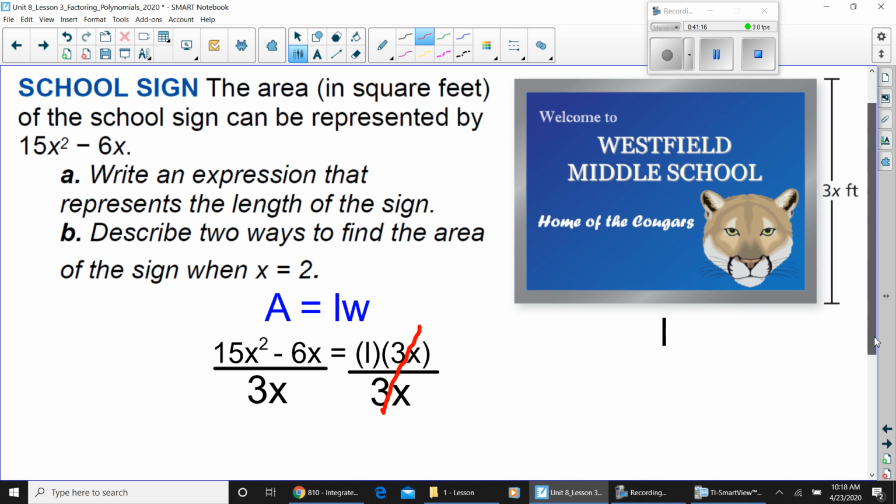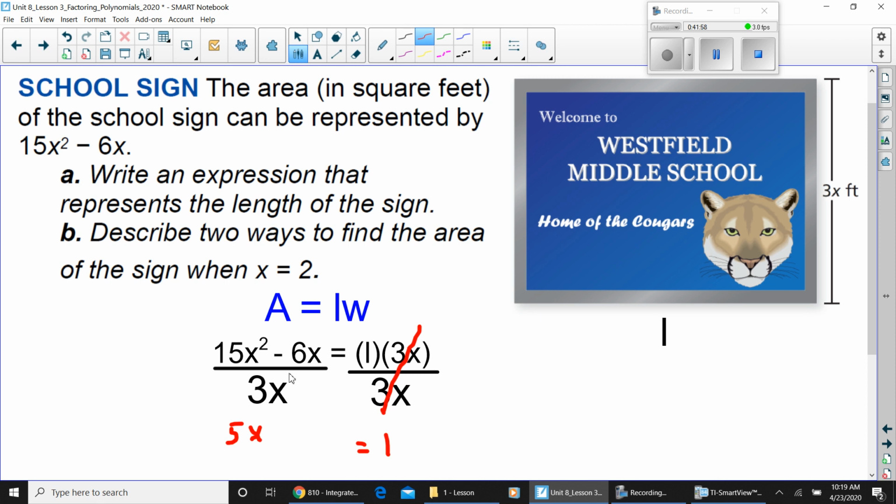So we're talking about now the length coming down, and you're dividing by this 3x. So let's go one step at a time, and just remember, 15 divided by 3 is 5. X squared divided by x. Does anybody remember the laws of exponents? When you divide, what do you do with the exponents? You subtract them.